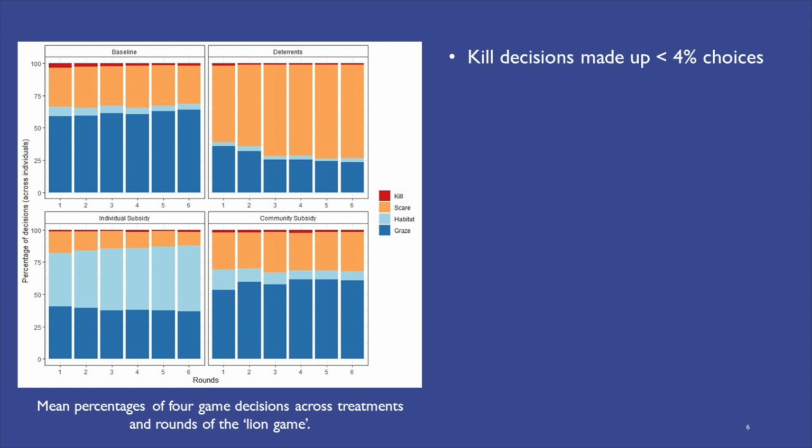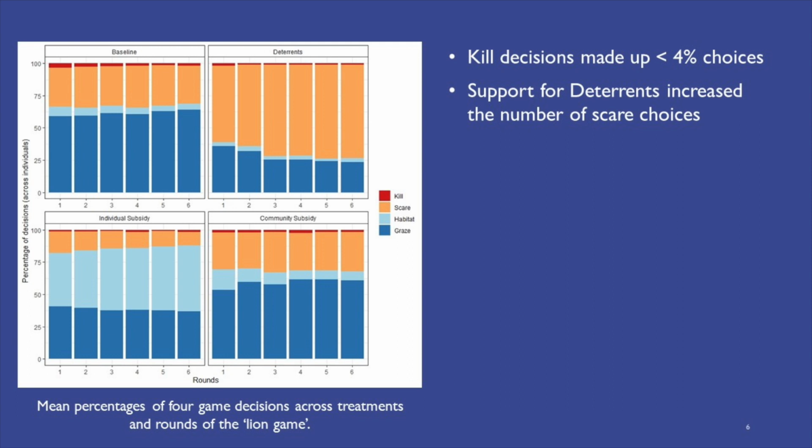In the baseline treatment, people predominantly just grazed across around 60% of their board, and then the remaining decisions were mainly using the non-lethal scaring option, so that's the orange colour. You can see in the support for deterrence treatment that this dramatically increased the number of scaring choices that were being made, so the pale orange in the top right.